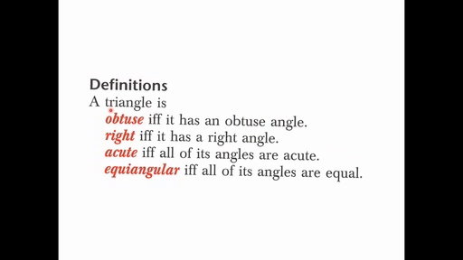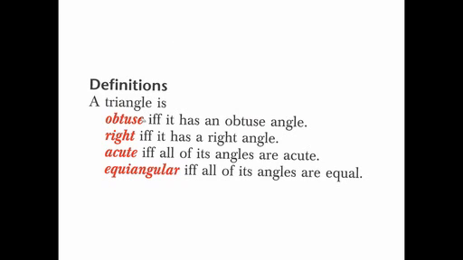This next batch labels triangles according to the size of their angles. A triangle is obtuse if and only if it has an obtuse angle. Just one. You probably can figure out why. What if it had two obtuse angles? So you're trying to picture a triangle that would have one obtuse angle here and then another obtuse angle here. Well, we've used up our three sides. Doesn't look like we're going to end up with a triangle.